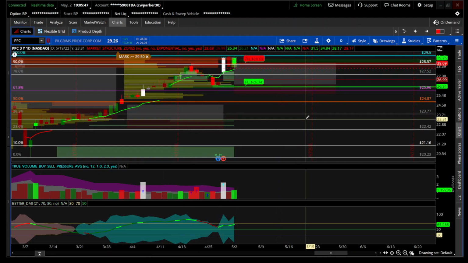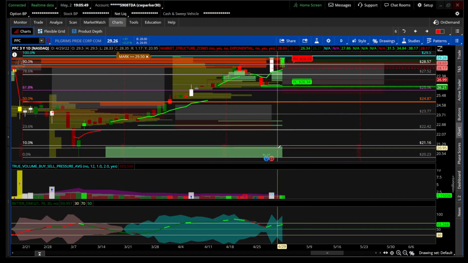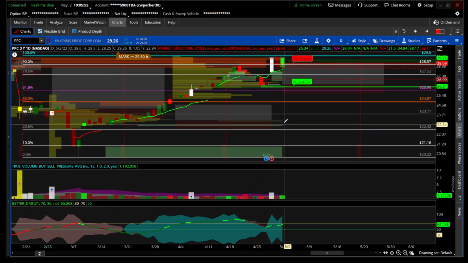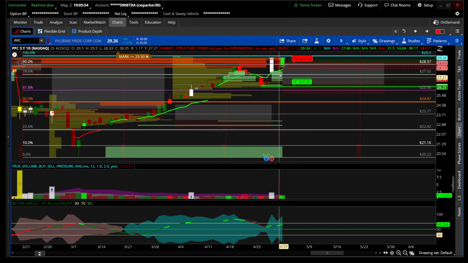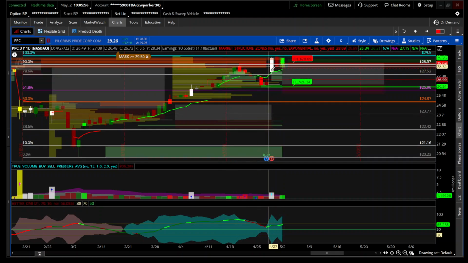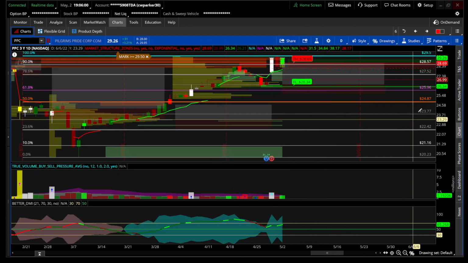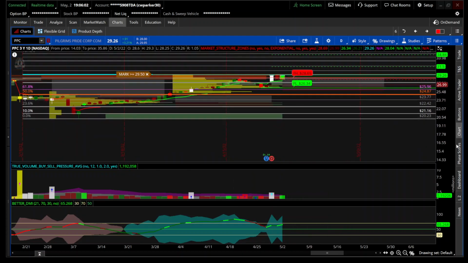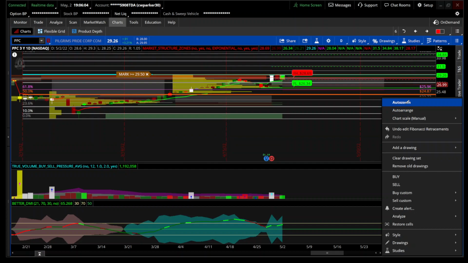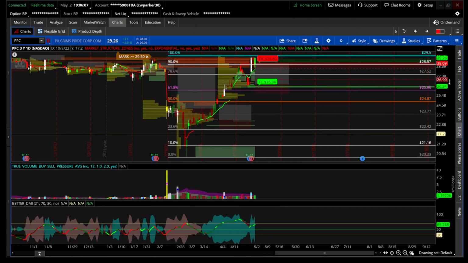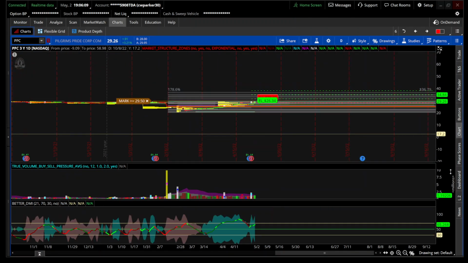So let's go back to it, and this was demand. This last area of demand, it actually came into this area of demand, bounced from here, shot up, bounced, and now it's going up. So the next target, let's see, where will our next target be?